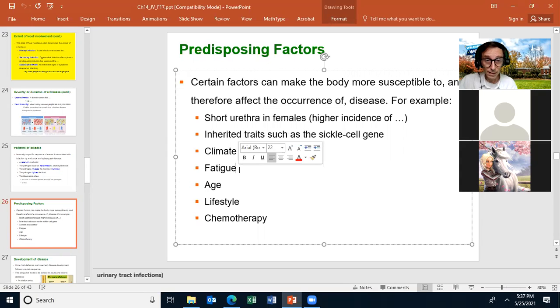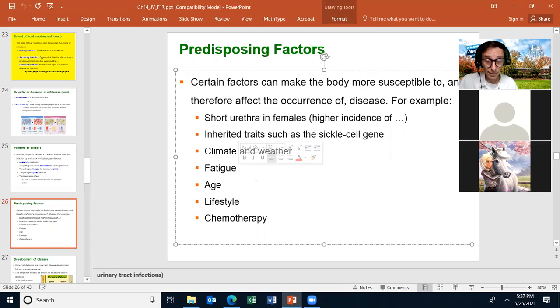Fatigue can make a patient more likely to come down with disease, and I hate to tell you this, students tend to be fatigued and therefore more likely to come down with an infection. So remember to get your sleep when you can. Obviously, if you're studying or working on an assignment, that may not be possible.